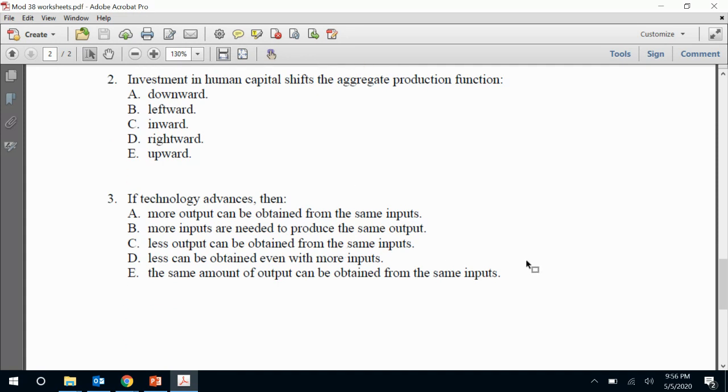If technology advances, then what will happen? More output can be attained from the same input. So we can get more from the same. So we're once again increasing productivity.